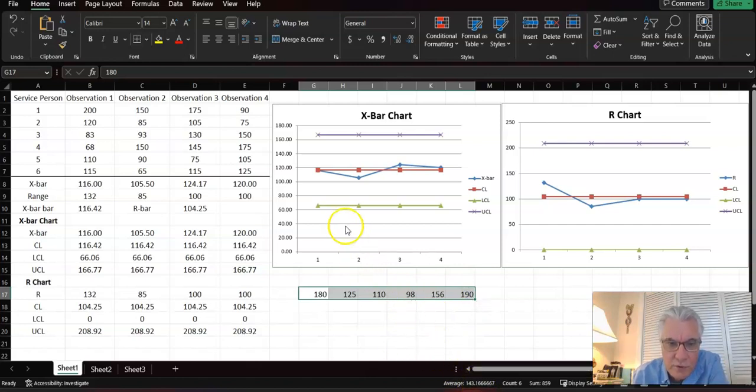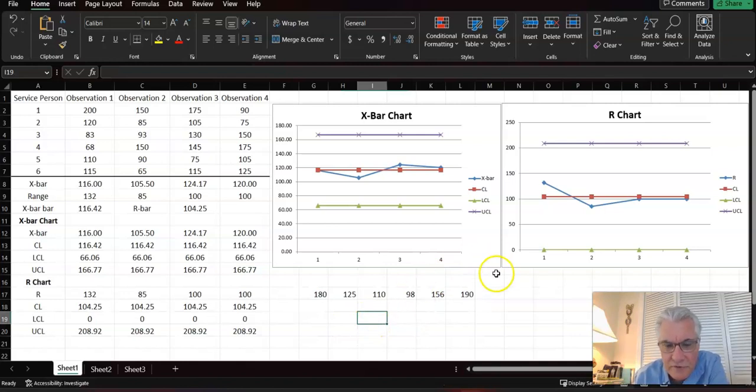143.12. So if you look at where 143.12 is, it's up right here. So another fifth sample, or fifth observation, would basically be up in this 140 range, which is well inside the upper and lower control limits. So no problem. The process looks like it's under control.